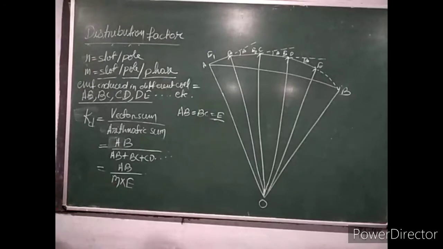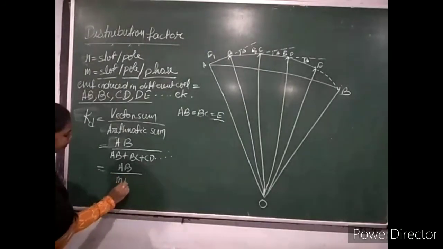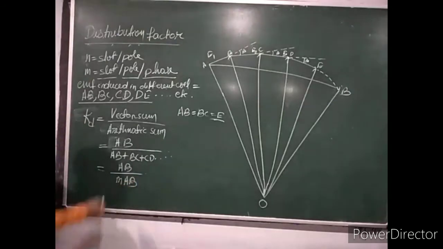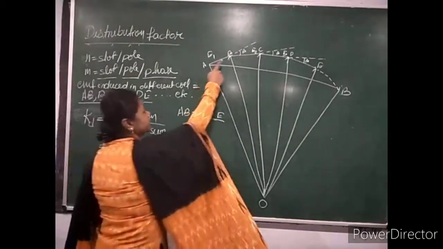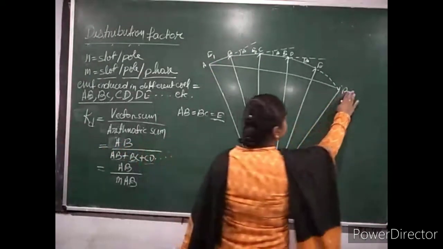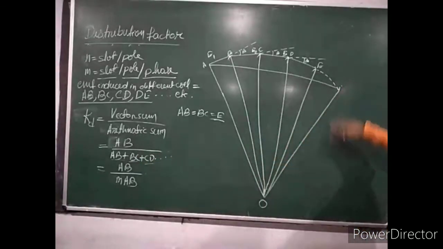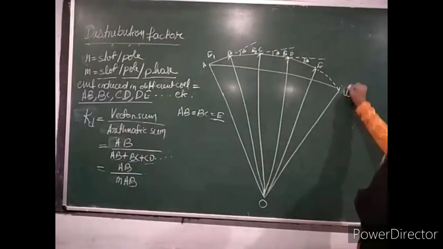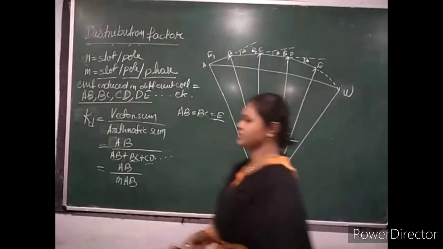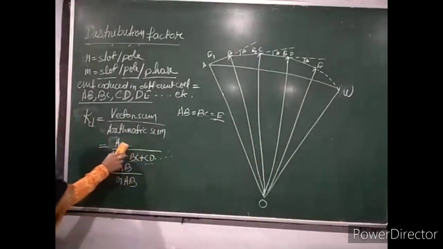m into E, in place of m into E, you may write m into AB also, because all these voltage magnitudes are same, but they differ in phase. Okay. Here already I have named AB, so this one let me name as W.